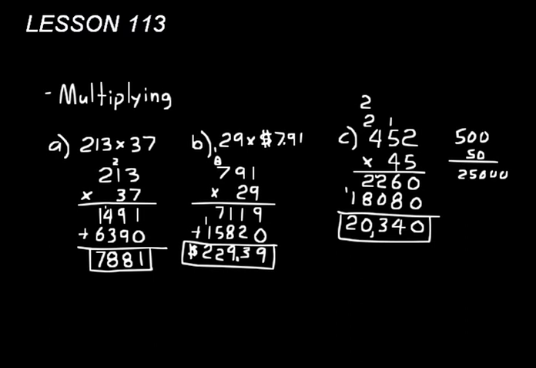So when you're doing a 3-digit number times a 2-digit number, rewrite the problem vertically if you need to, and always put the 3-digit number on top. It's just easier multiplication that way.